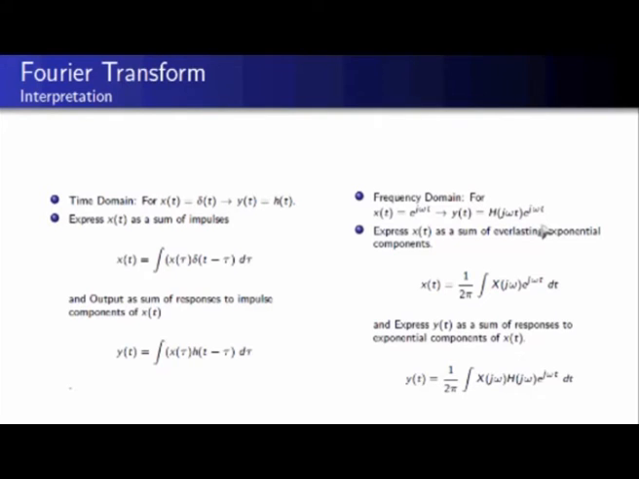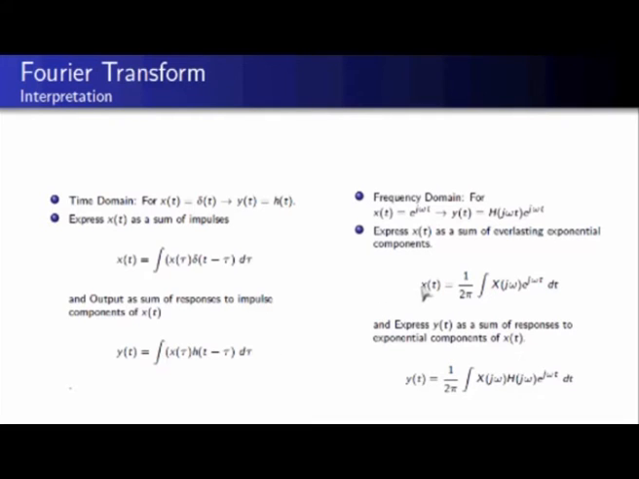In time domain, I can express x of t as consisting of scaled and shifted deltas given by this integral here. X of t is shown by scaled and shifted deltas, and so y of t will be scaled and shifted impulse response h of t. So y of t is sum of scaled and shifted impulse responses. This was the time domain result.